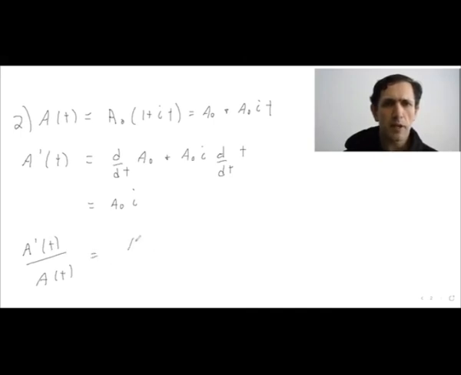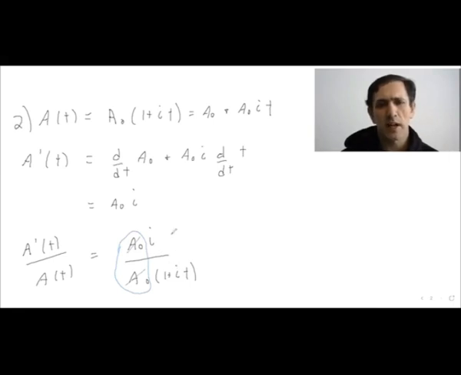And this is going to be A0 i over A0 times 1 plus i t. That's what A of t is. So not nearly as much stuff cancels out as before. All we can really do is cancel out the A0s. You definitely do not want to say the i's cancel out. It's just not correct algebra. So we get that this is going to be i over 1 plus i t.